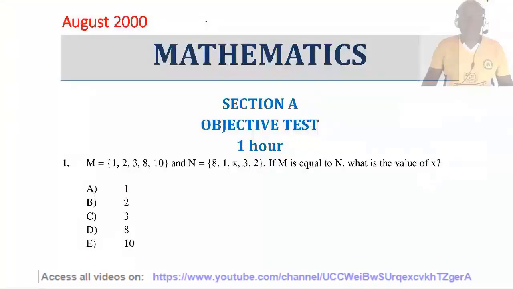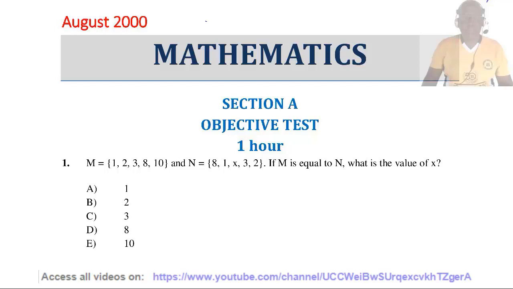August 2000, Mathematics, Section A, Objective Test, Duration 1 hour. Question 1. Set M equals 1, 2, 3, 8, and 10, and set N equals 8, 1, x, 3, and 2. If set M equals set N, what is the value of x?